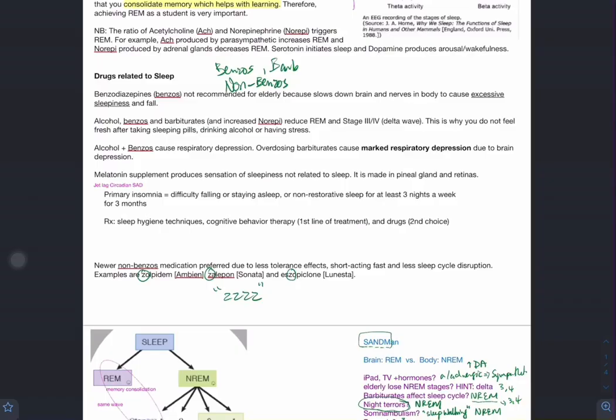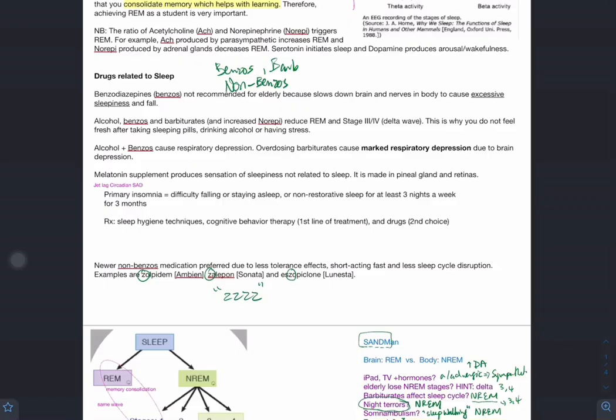Benzodiazepines are not recommended for elderly because elderly populations have slower brain and nerve activity. So when you prescribe benzodiazepine, you cause excessive sleepiness and they might fall down and hurt themselves. So if you really want to give them a sleep medication, we give them the non-benzo type.